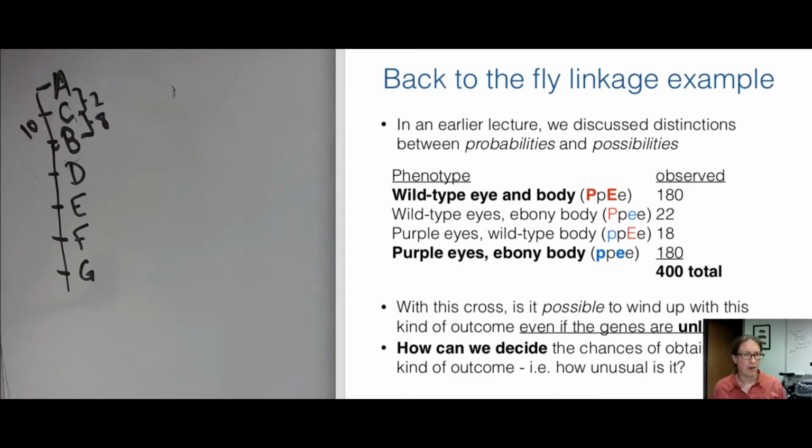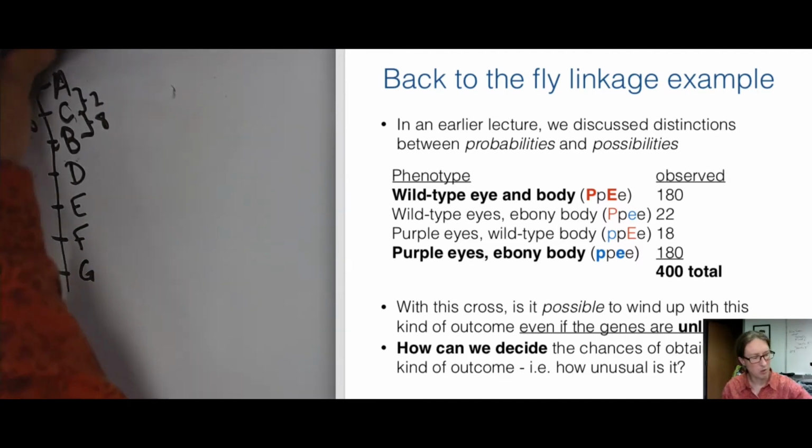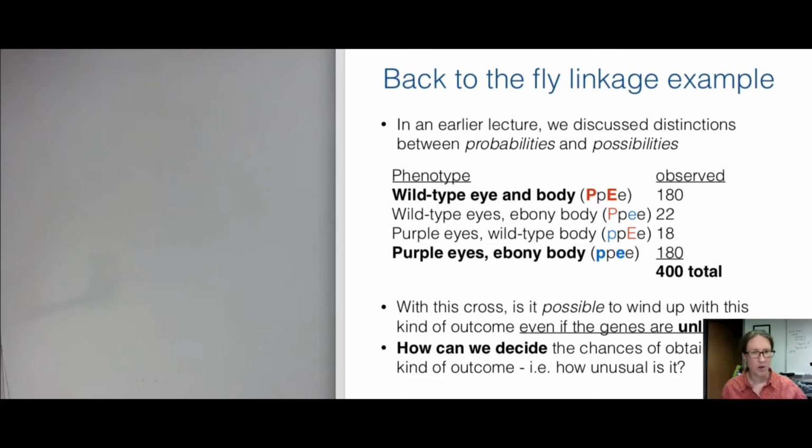So I want to go back now to this fly linkage example. In a lecture quite a while ago, we talked about distinctions between a genetic probability and what the possibilities are, right? That was the bunny example. If you cross a brown bunny with a white bunny, you have a certain expectation for what offspring would be produced. But in actuality, there's a lot of different possible combinations that you could wind up getting.